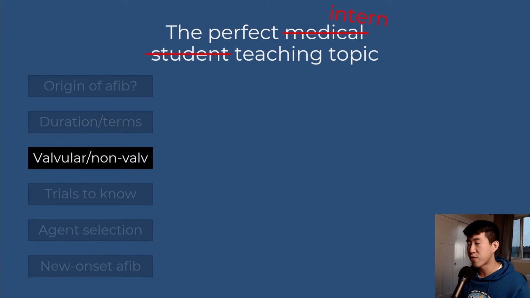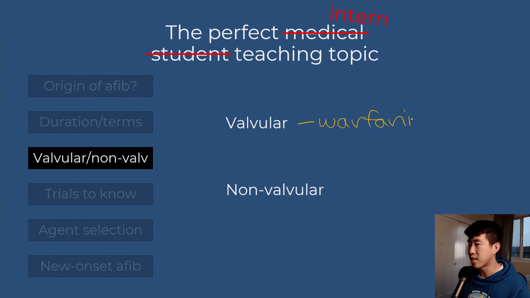Next, you really need to know the difference between valvular and non-valvular AFib. The reason it's important to know this is because the treatment for valvular AFib is going to be warfarin, because DOACs have not been studied really well in this population yet. And then in non-valvular AFib, you can do DOACs, which are a lot easier for patients to take.